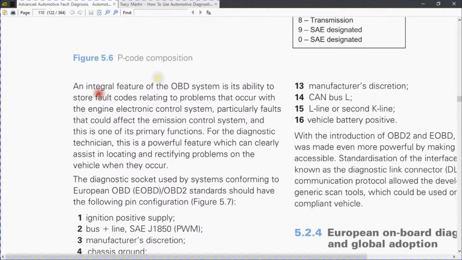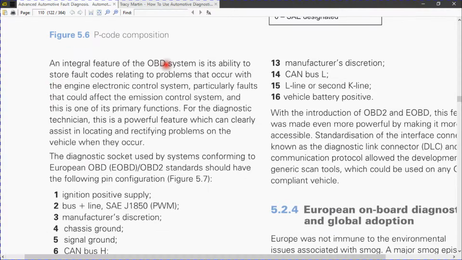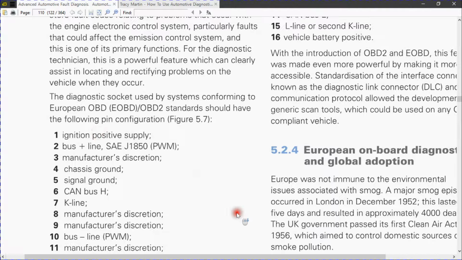An integral feature of an OBD system is its ability to store fault codes. It stores fault codes related to problems that occur with the engine's electronic control systems, particularly faults that could affect the emission control systems. This is one of its primary functions for diagnostic techniques. It is a powerful feature which can clearly assist in locating and rectifying problems on vehicles when they occur.